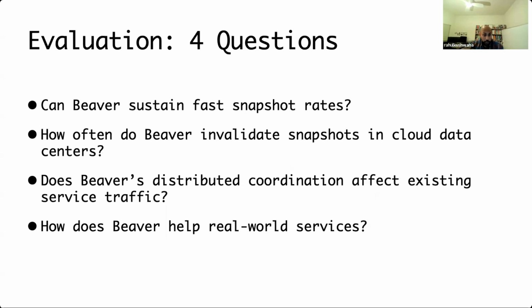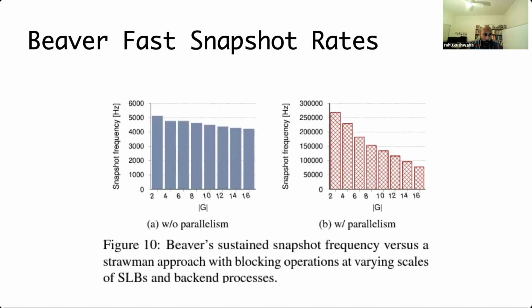How does Beaver's distributed coordination affect existing service traffic? So running this Beaver software, how does it impact your existing services? And the last question is, how does Beaver actually help in your real-world scenarios?